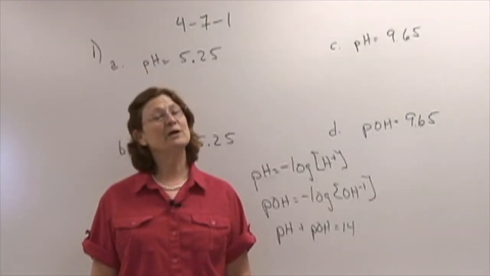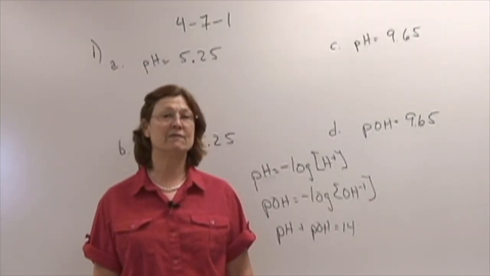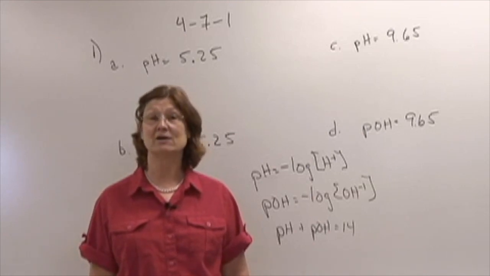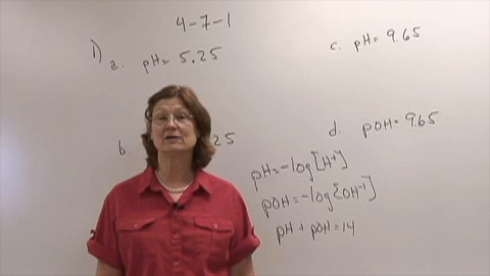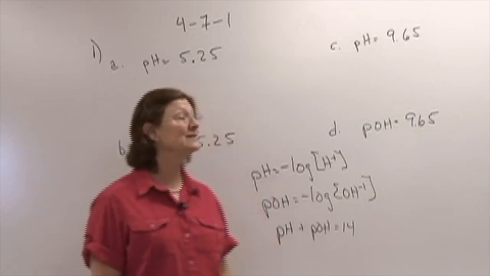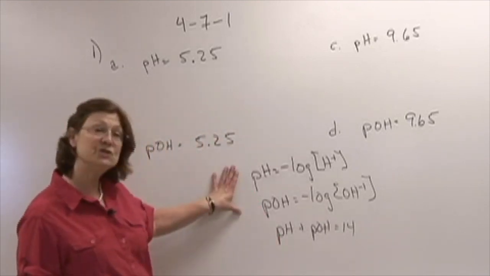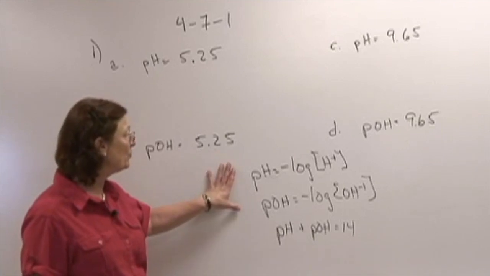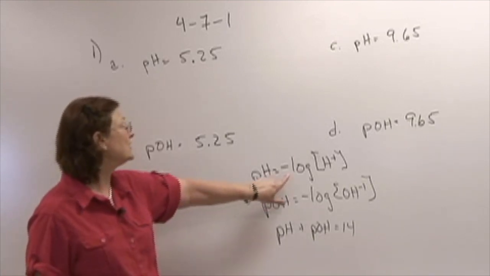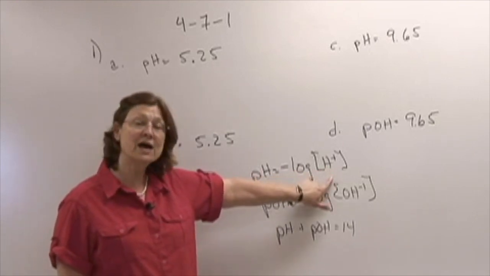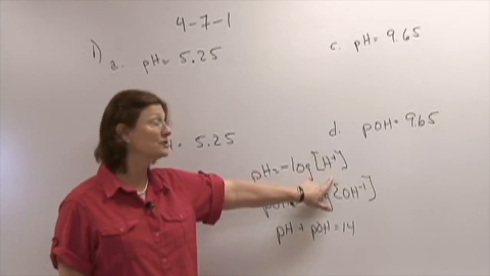In number 1, we are determining the hydrogen or hydronium ion concentration. Specifically, it is asking for the hydronium ion. However, the hydrogen ion would be the same. We are using these two equations, and it's very important to understand them. pH is equal to the negative log of the hydrogen ion or hydronium ion concentration.